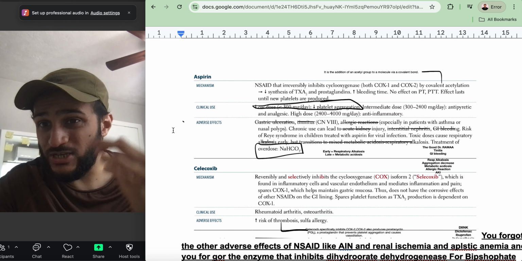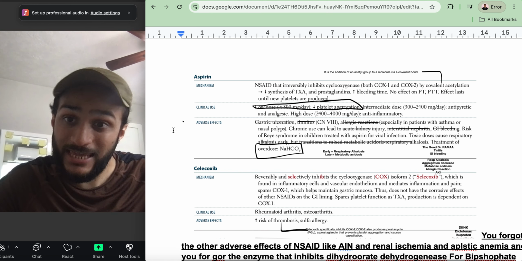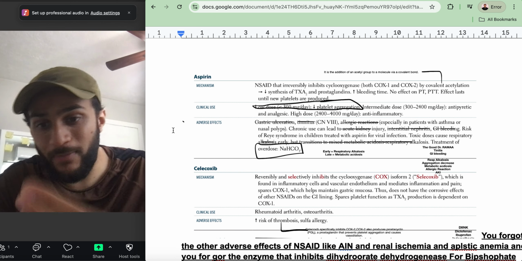Guys, of course, if you're decreasing your prostaglandin E1, you're going to be decreasing the amount of blood to your stomach.